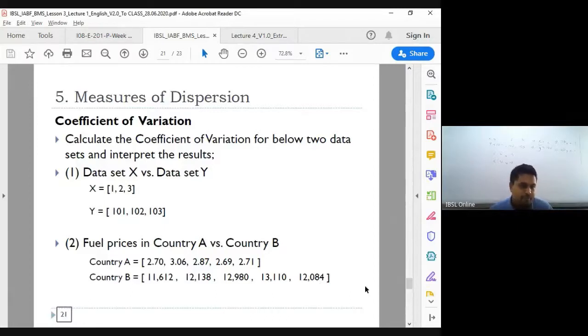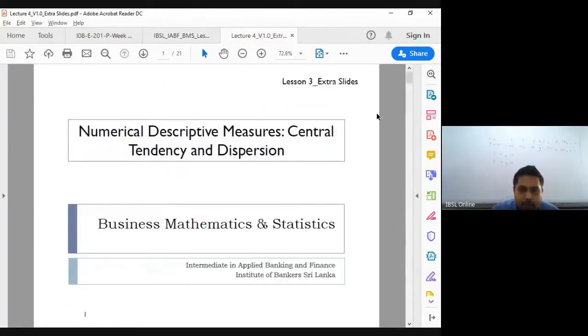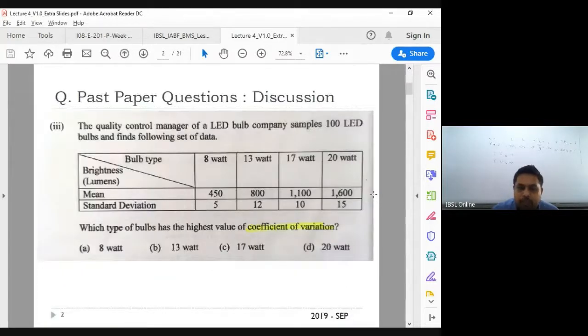Take a moment of your time, calculate the means and the variance, and then the coefficient of variation. We'll keep the discussion for the next class. And before we wind up, I just want to take a quick moment to give you the questionable areas in your examination.